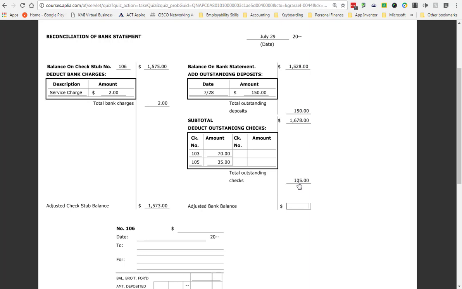105. What do I do with that 105, Hannah? You add it to 1,678. We add it? Subtract it. We subtract it. So I'm going to take 1,678 and I'm going to subtract 105. And then we get 1,573. And then we do our happy accounting hands. Woo, woo, woo, woo, woo, because our numbers equal.